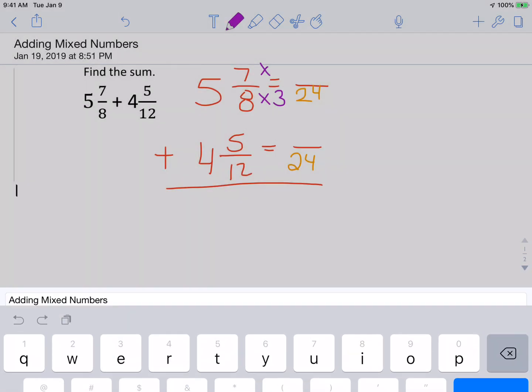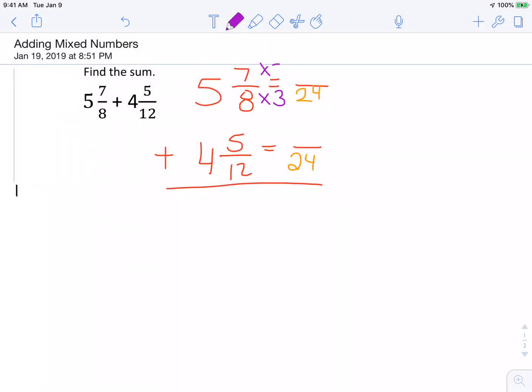Oops, sorry about that. Getting too close to the top. Okay, so 7 times 3 is 21.